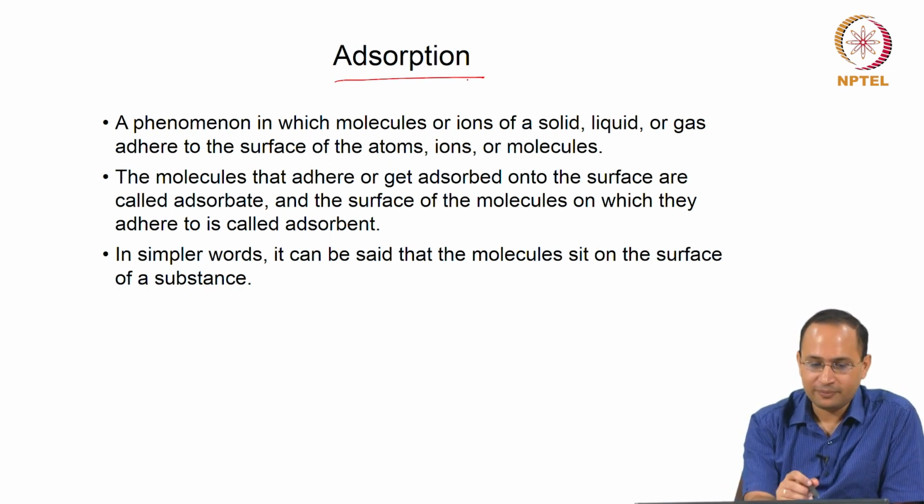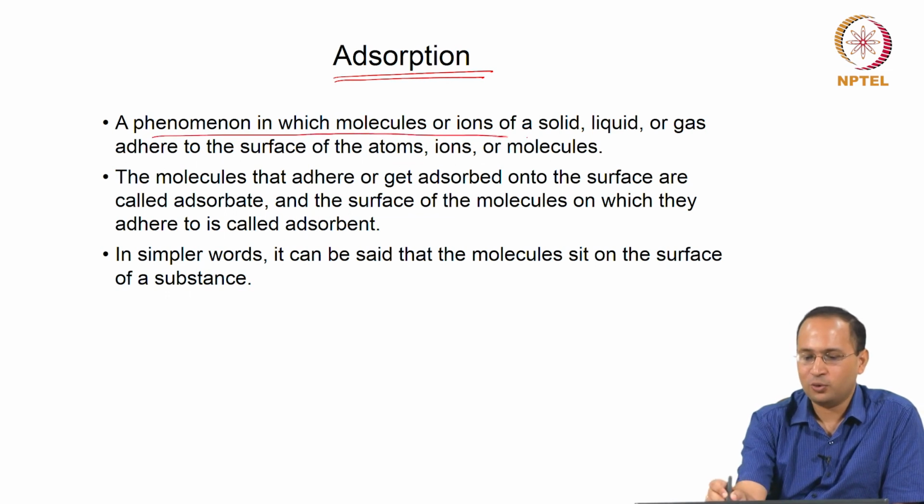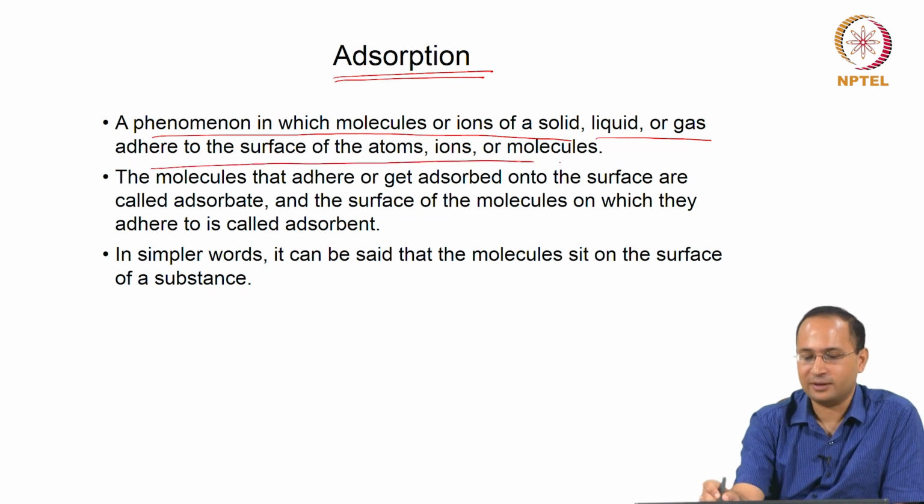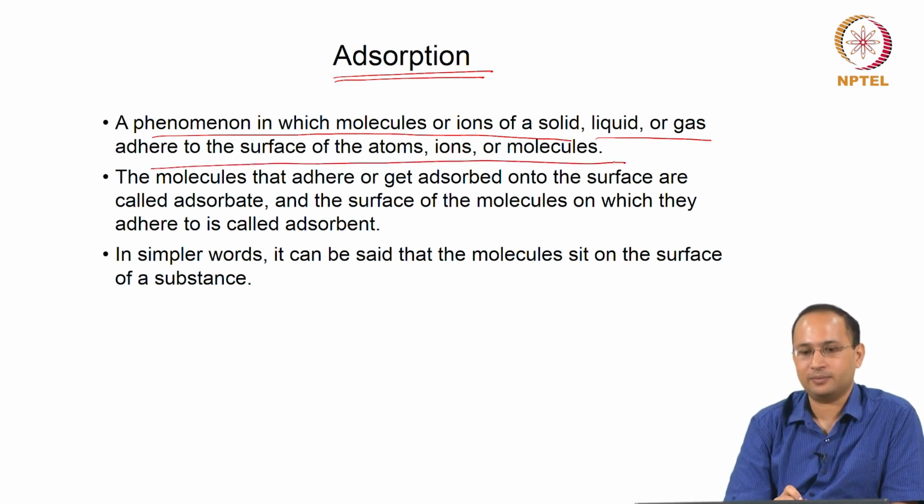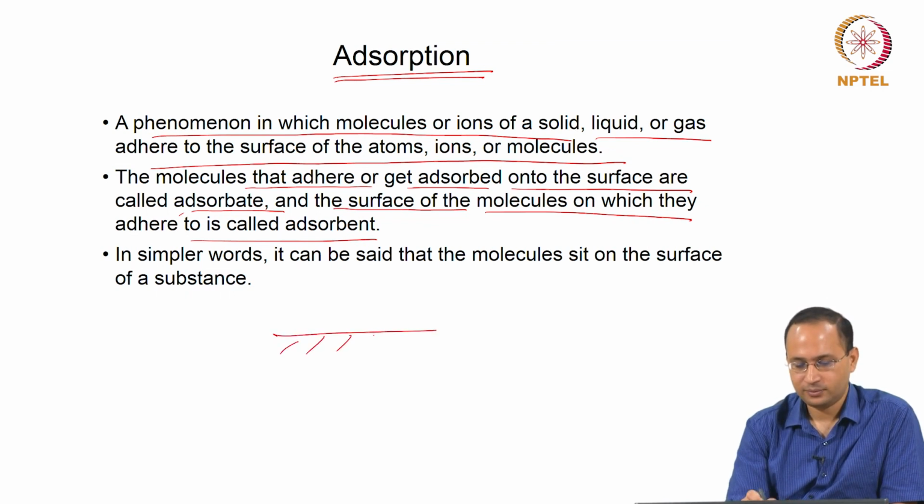What does it mean? First of all, what is the meaning of adsorption? It is not absorption, it is adsorption. It is a phenomenon in which molecules or ions of a solid, liquid or gas adhere to the surface of atoms, ions or molecules. The molecules that adhere or get adsorbed onto the surface are called the adsorbate. Like if you are using a gas molecule, it will be the adsorbate, and the surface on which they adhere is called the adsorbent. So, you have a surface here and these are the gas molecules.